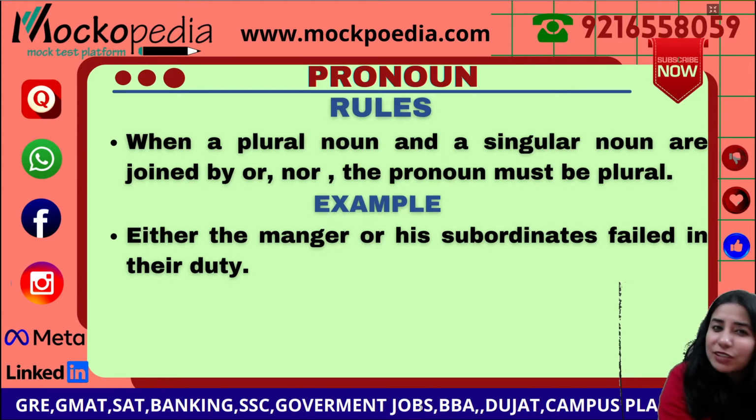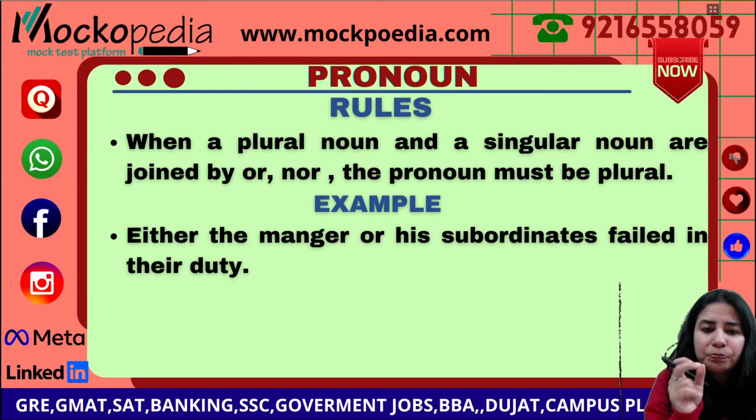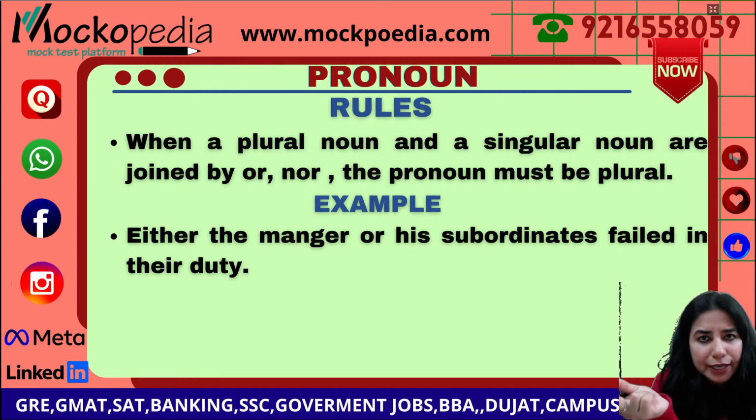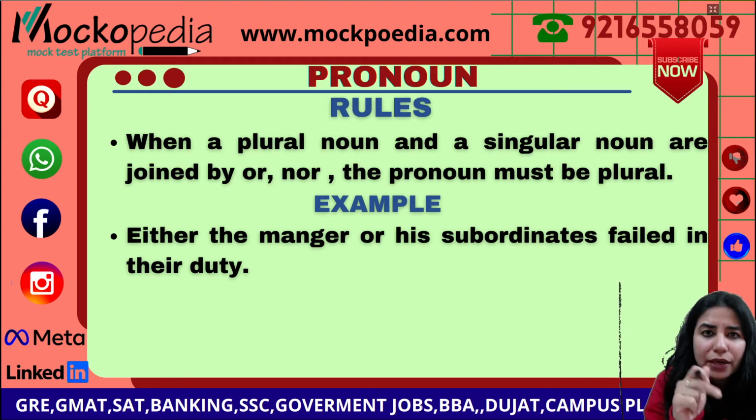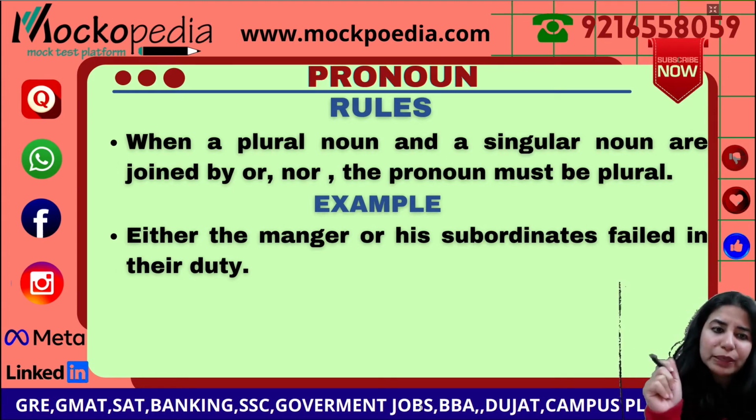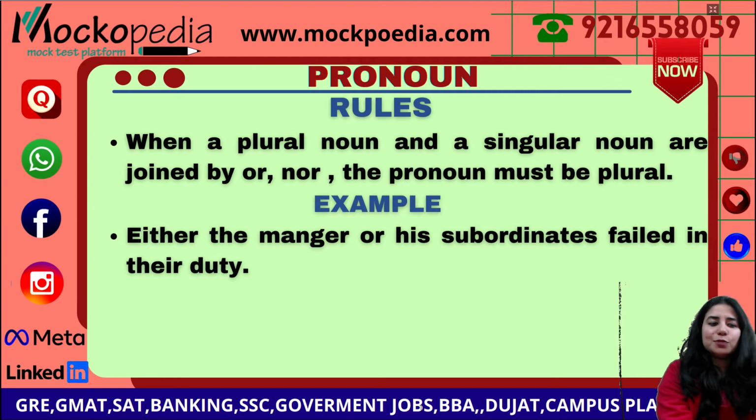So let's further proceed. I'm sure we are acquainted with the rule. Please take a look again. We are combining two entities. Manager is singular, subordinates is plural. So if you are combining one singular and one plural term by or, nor, then the pronoun will be plural. You can see the pronoun used is plural in nature, right? So let's further proceed and see what the next rule is.